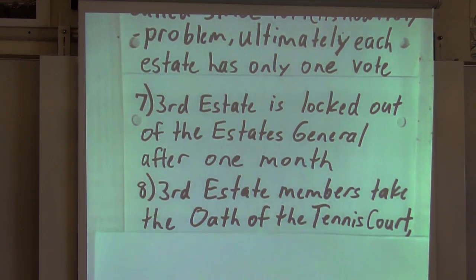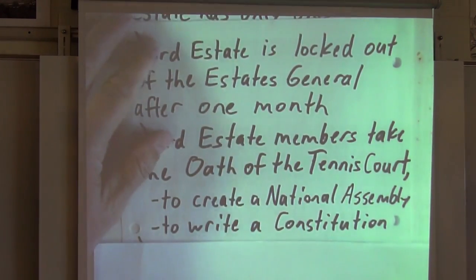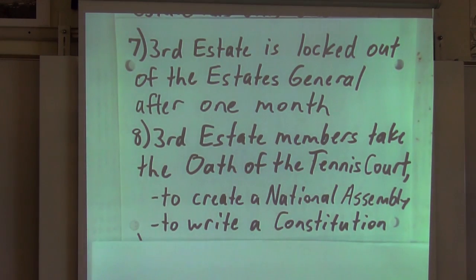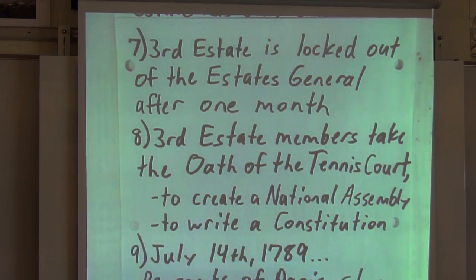And at the Oath of the Tennis Court, the representatives of the third estate promised each other that they would create a new assembly called the National Assembly, which they did, and that they would write a constitution. Okay? And remember now, 1789 is what we're talking about here. Guess what was just written 2 years earlier in the United States? The United States Constitution. So again, you have this influence of the United States on what's happening.